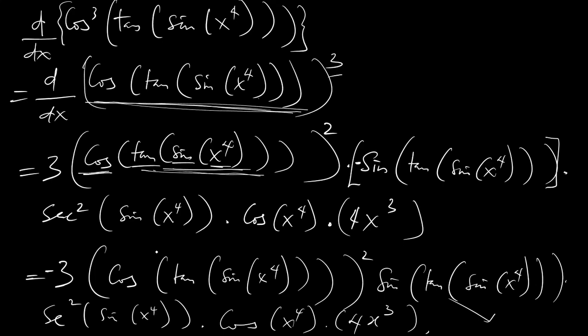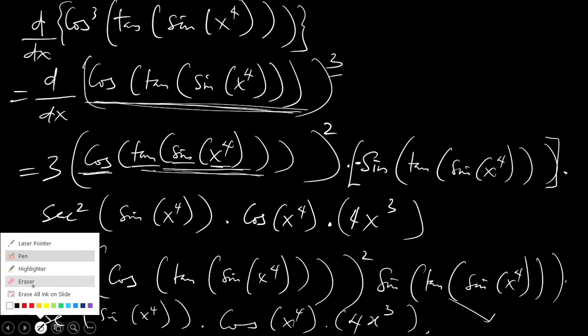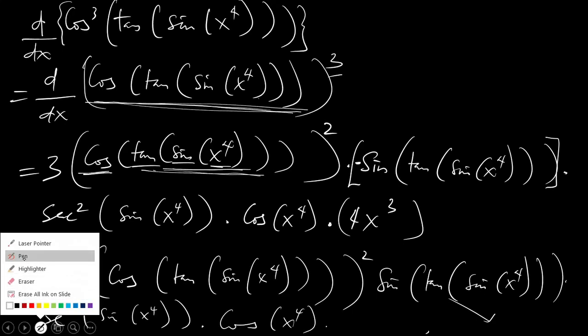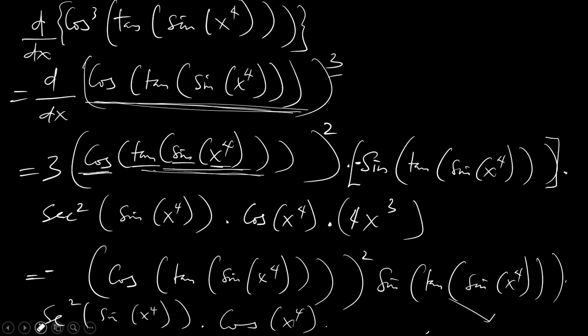Now we can just stop here. We can bring this to this place. So let me just clean it. You have 4x cubed. You bring 4x cubed here to be 12x cubed, because 3 times 4 is 12. So it will be like this. So that is it. That is the final answer.